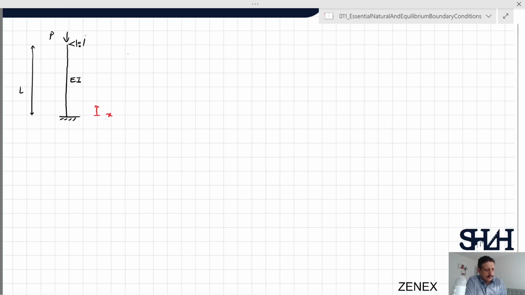So we have the equilibrium equation, which is EI, the fourth derivative of V, plus P, second derivative of V equals 0. And delta V at 0 is 0. Delta V prime at 0 is 0. Delta V at L is 0. I can remove delta. And also, we know that M at L equals to 0, or EI second derivative of V at L equals to 0.